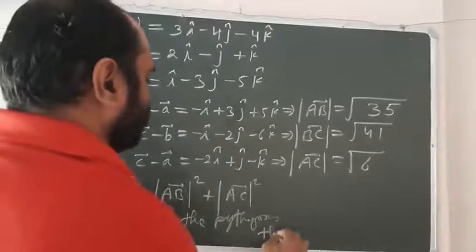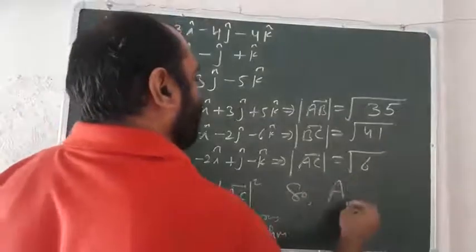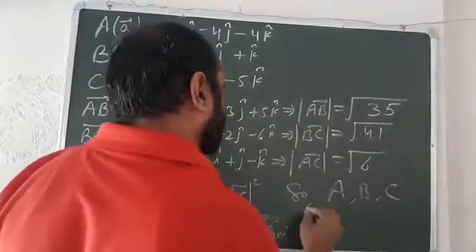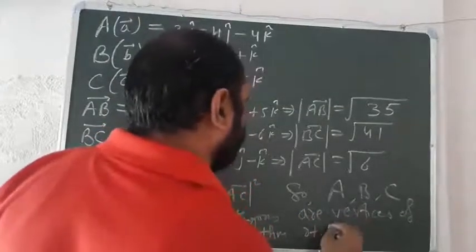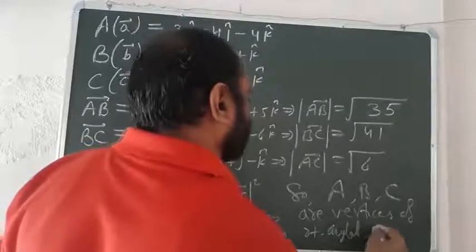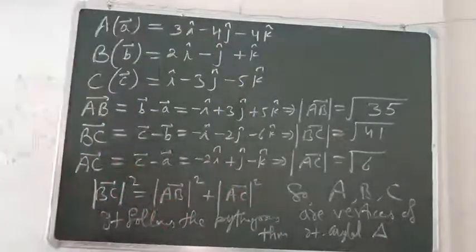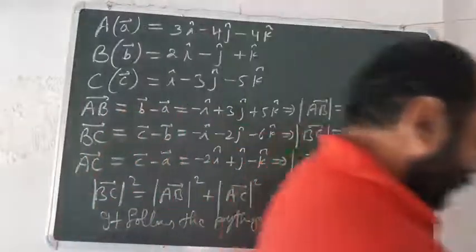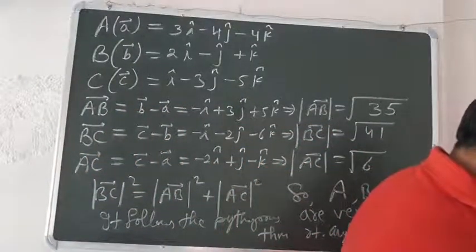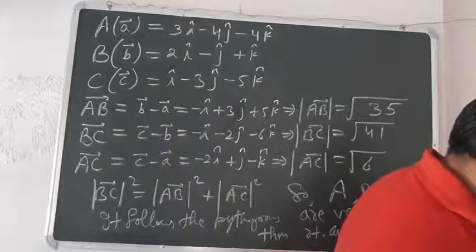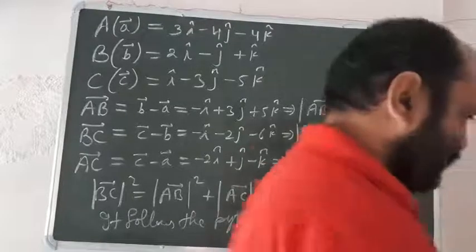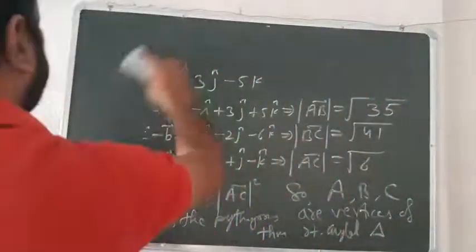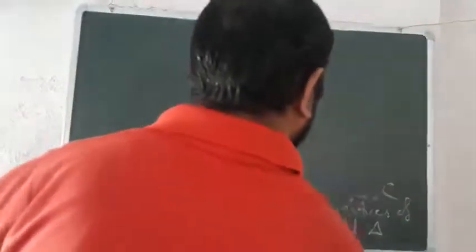Pythagoras theorem. So A, B, C are vertices of a right angled triangle. This is question number 17. Now question number 18 is, in the triangle ABC in the figure. This was question number 17. Now we are doing question number 18 here.